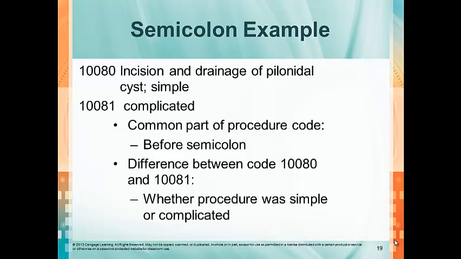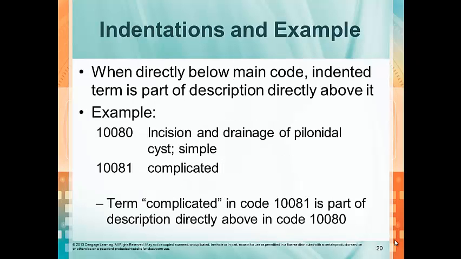The common part of the procedure code is before the semicolon. The difference between the code 10080 and 10081 is whether the procedure was either simple or complicated. When directly below the main code, an indented term is part of the description directly above it. So, for example, 10080, incision and drainage of pilonidal cyst, simple, or 10081, complicated, the term complicated in code 10081 is part of the description directly above the code 10080.